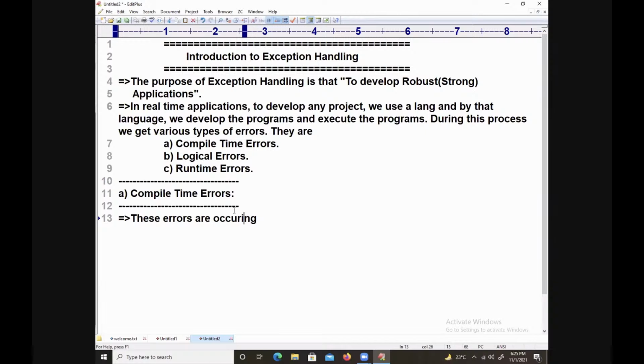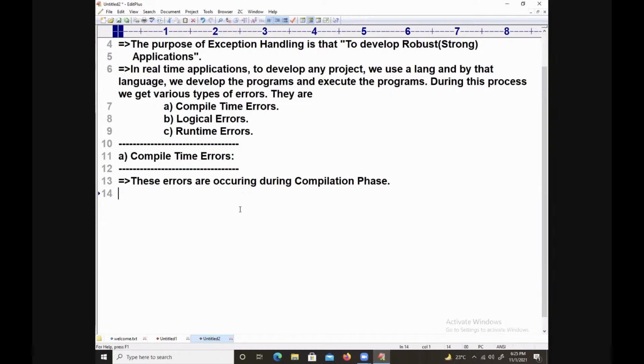These errors are occurring during what? Compilation phase. What do you mean by compilation phase here? Converting .py into what?